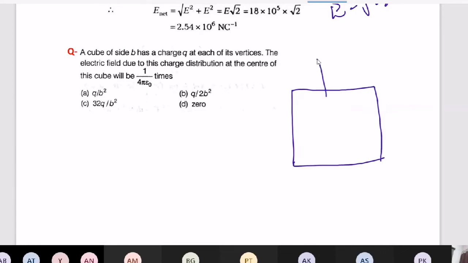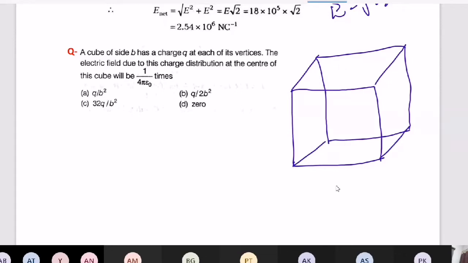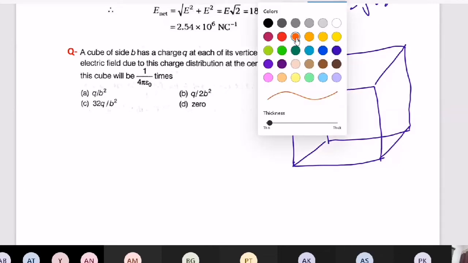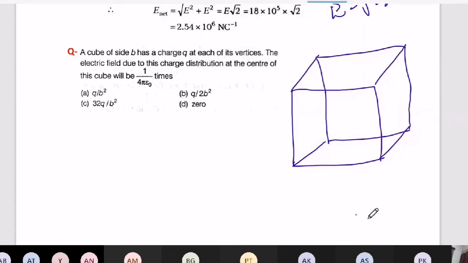Let's take a cube, right? Here, a cube of side B. Each side is how much? B. Now, it has a charge Q at each of its vertices: Q, Q, Q, Q, Q, Q, Q, Q.